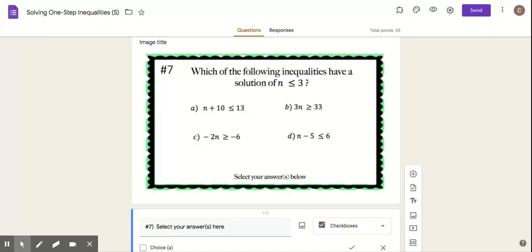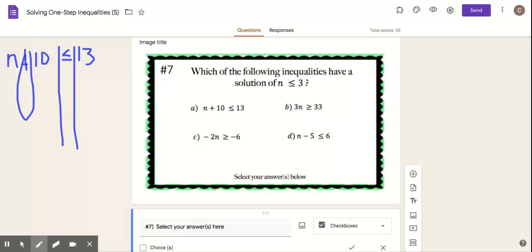Okay, so let's solve A. A says that n plus 10 is less than or equal to 13. So it's adding and subtracting, so our goal is to make a 0 pair. So this already has a plus, which means I need it to be a minus to make it a 0 pair so that they cancel out. And so I will subtract 10 from both sides.